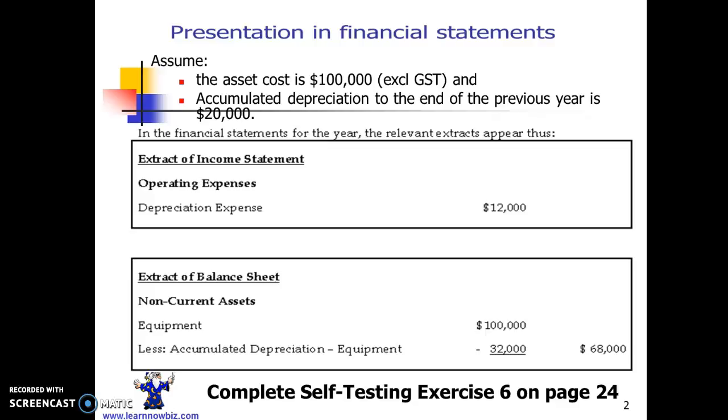Now we don't need to know a lot about this information at this stage because it will be covered later on in your course. Would you please stop the video now and complete self-test exercise 6 on page 24.